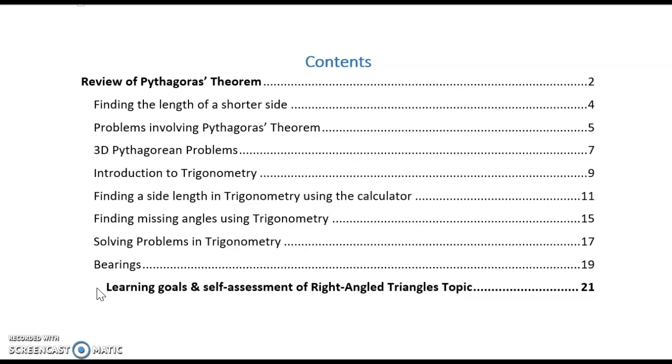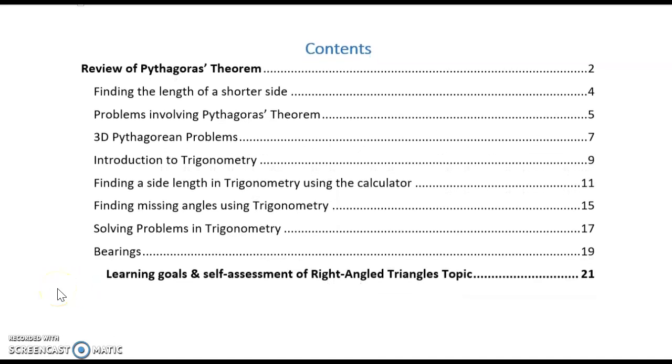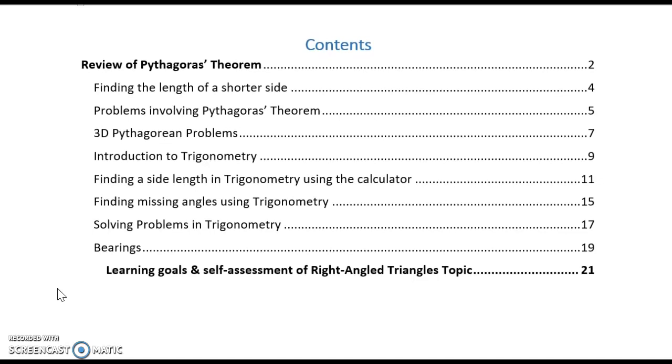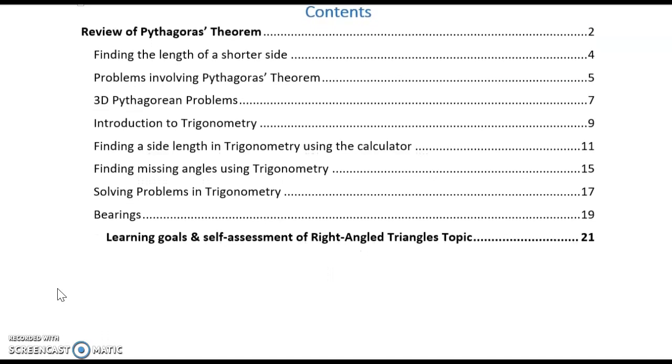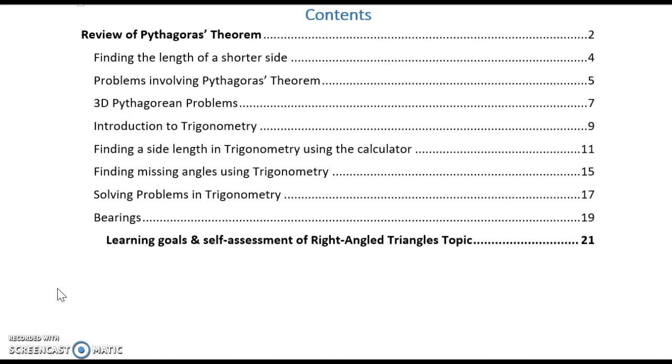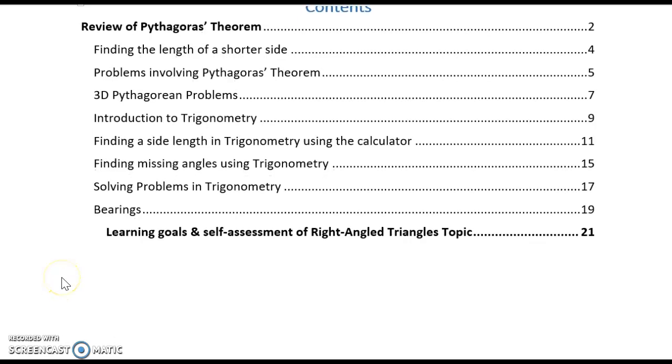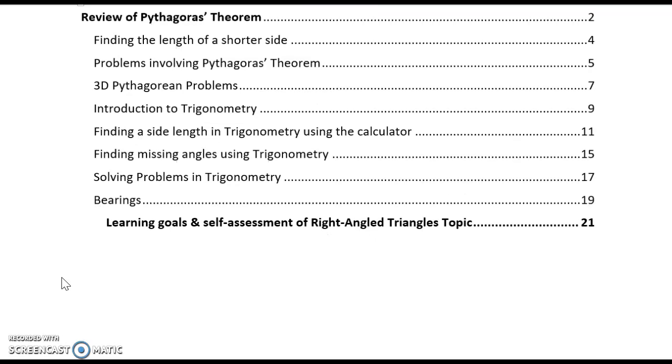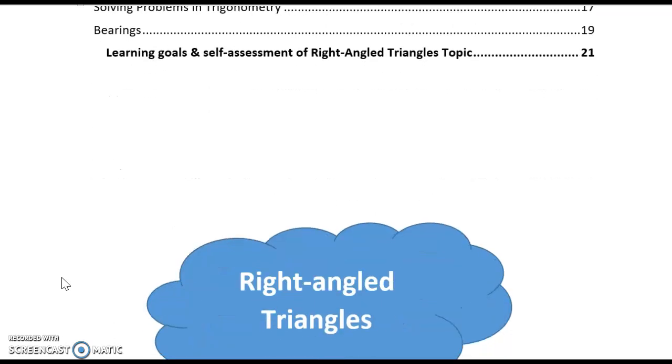In that we're just going to cover some Year 8 revision, pushing a little bit into Year 9 work thinking about three-dimensional Pythagorean problems. Then we're going to start looking at our introduction to formal trigonometry, learn how to find missing sides and lengths, angles, solve problems based on a real application, and look at pairings.